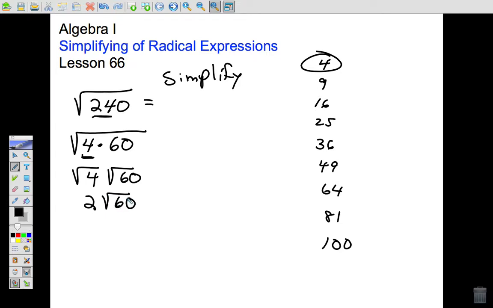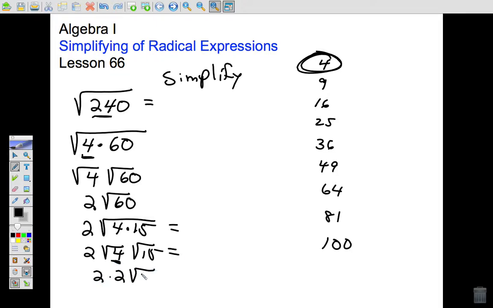Now, the problem is that I'm still not done because 60 has a factor that's a perfect square. Test it for 4. You know, 60 is even, so try 4, and you'll find out that 4 times 15 is 60. So I have 2 radical 4 times 15, which means 2 times radical 4 times radical 15. But the square root of 4 is 2. So I have 2 times 2 times radical 15, or in other words, 4 radical 15. And now I am done because 15 does not have a factor that's a perfect square.